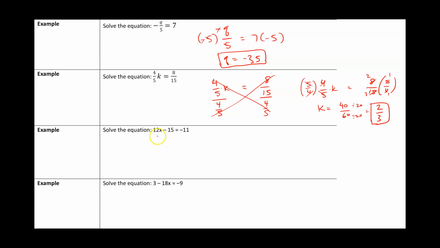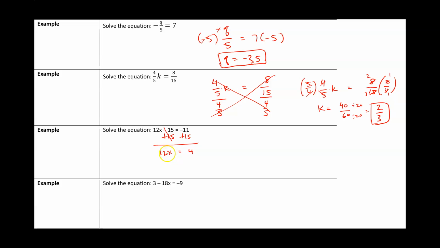Next equation, we have 12x minus 15 equals negative 11. We have to first get the 12x by itself because the 12 is attached to the x, so we can't divide by 12 quite yet. So our first step is to move the negative 15 to the right. The opposite of subtracting 15 is adding 15. So we add, and we get 12x equals... I'm sorry, it's negative 11 plus 15, so that'll be positive 4.